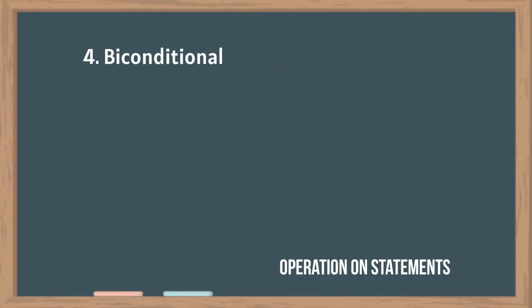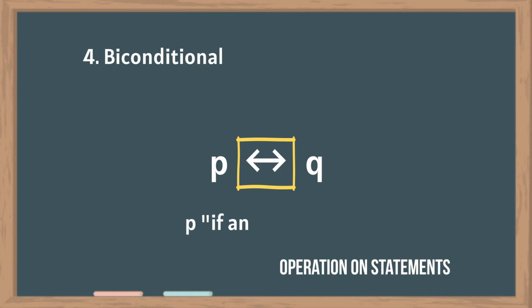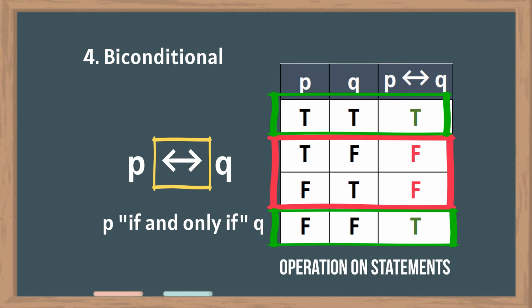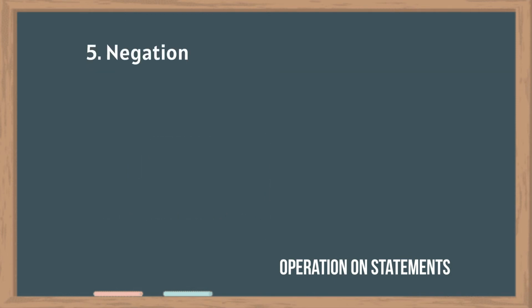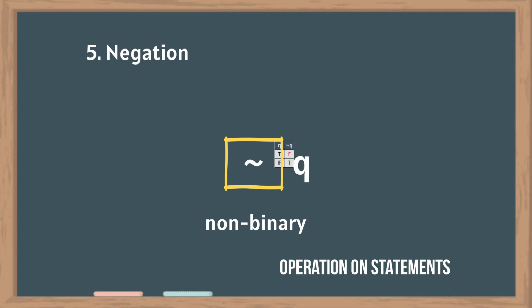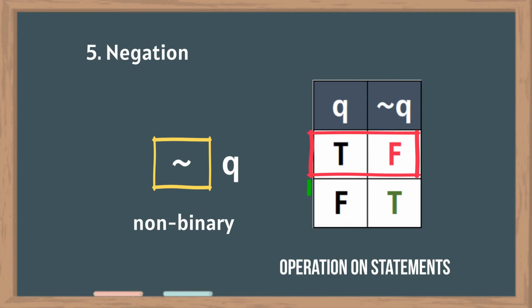A biconditional is represented by an arrow that is pointing simultaneously to the left and to the right. It is read as P if and only if Q. The statement is true if P and Q are both true or both false. Otherwise, it is false. A negation is represented by a mathematical symbol that looks like a tilde. It is the only non-binary operation or logical connective because it entails only one statement. It reverses the truth value of the statement from true to false and vice versa.